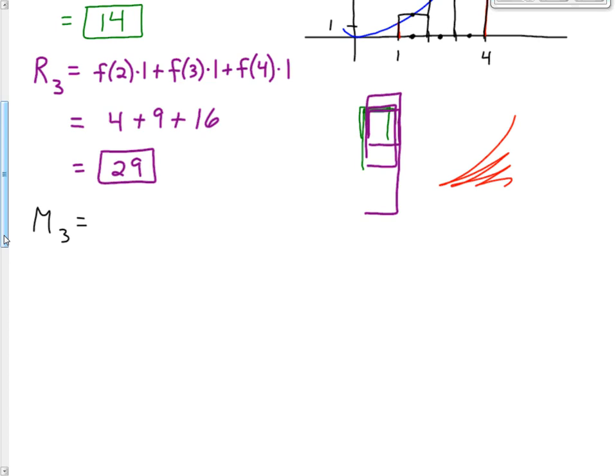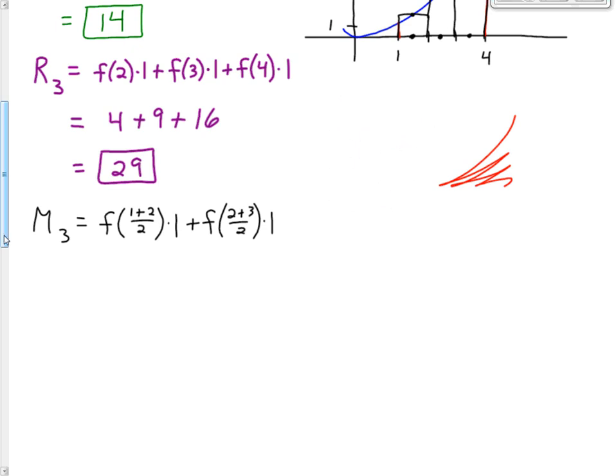So how do we calculate that? Well, what's the height going to be? The height is going to be f of the midpoint between the first subinterval 1 and 2. So we're going to do 1 plus 2 divided by 2. So it's the average of the x values of that subinterval. And then times the width, which once again is 1. The second rectangle will be the average between 2 and 3, the function evaluated there times the width. And finally, the third rectangle will be the average between x equals 3 and 4 times the width.